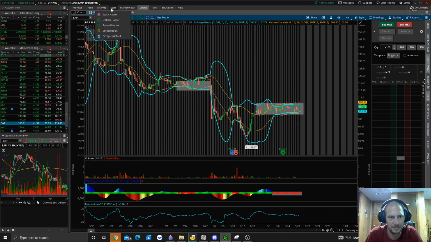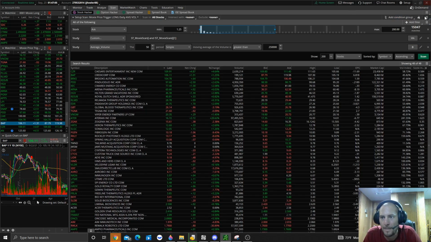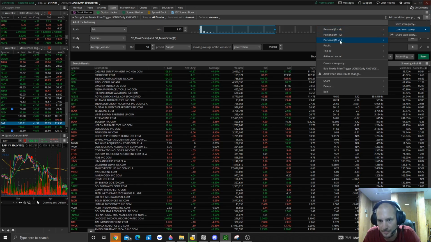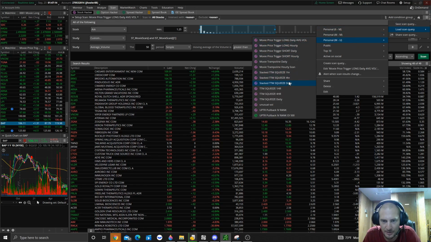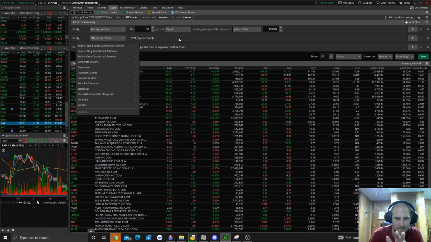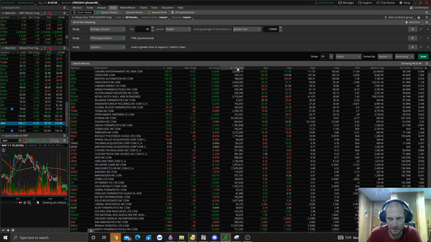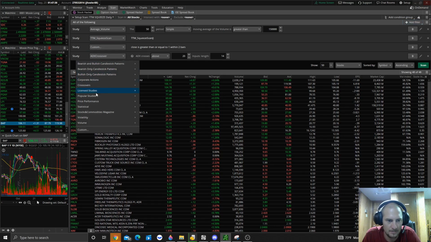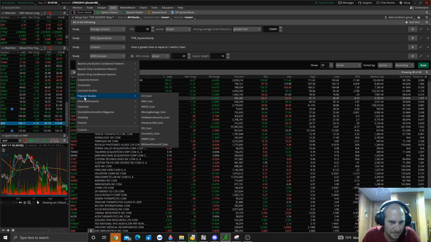Alright, let me show you how to scan for these. So I have a couple of scanners here for the squeeze, and I'm going to load the very standard squeeze, which is super easy. I just have average volume greater than 150,000, TTM squeeze scan, and close greater than $1 within 2 bars. So all you do is click add filter, and the only one here, study, volume for your average volume. Click that, and then you type in whatever average volume you want.